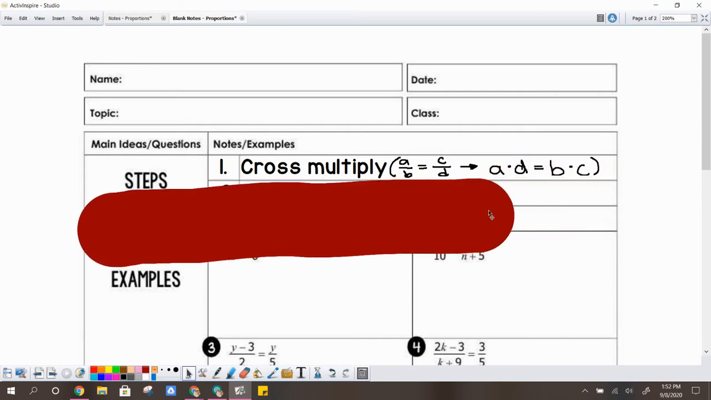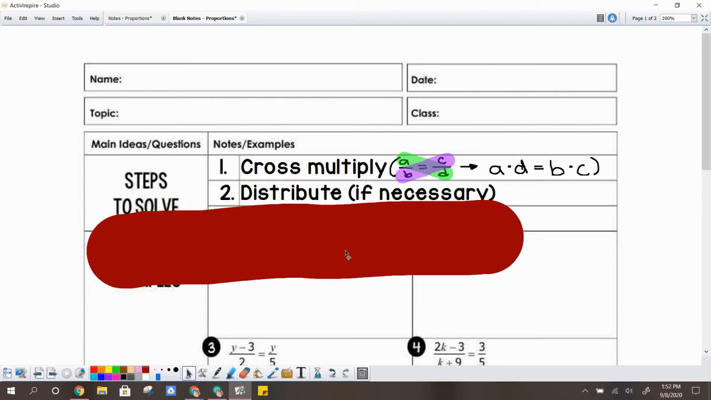And remember, when you're cross multiplying, you're taking your a over b equals your c over d and taking a times d. And then that should be equal to b times c. This is sometimes referred to as the butterfly method. This is cross multiplication. So you're taking a times d and then b times c and solving.